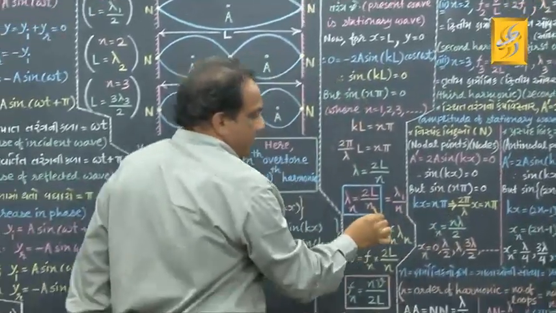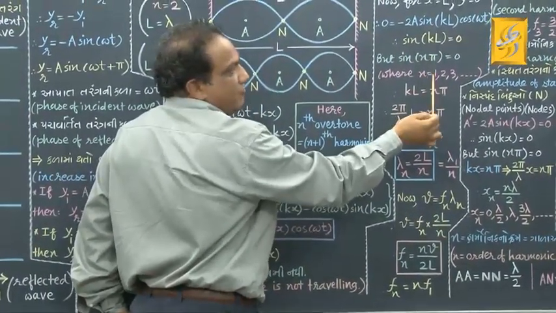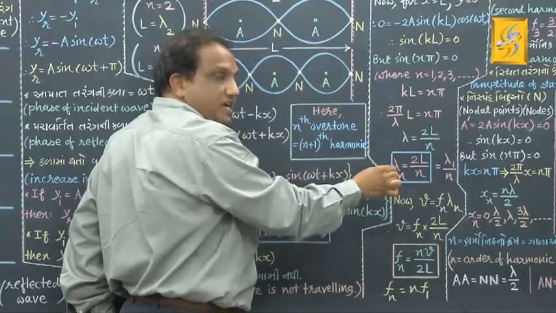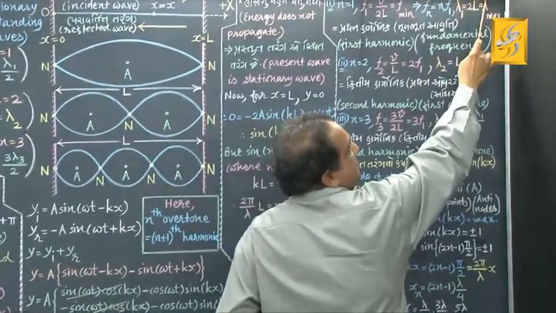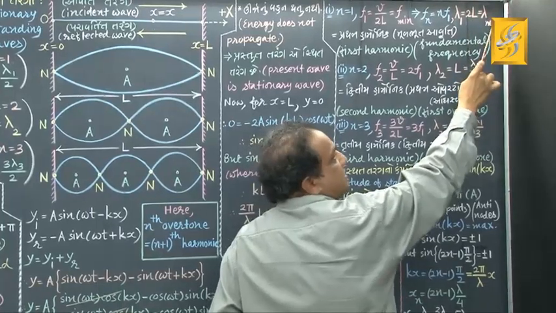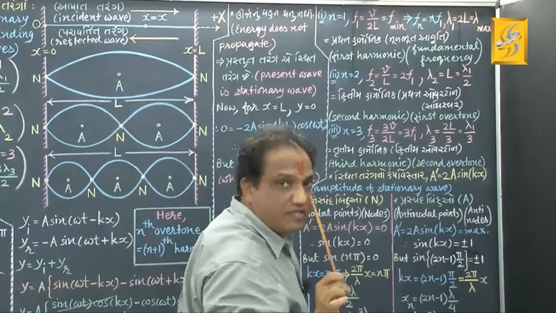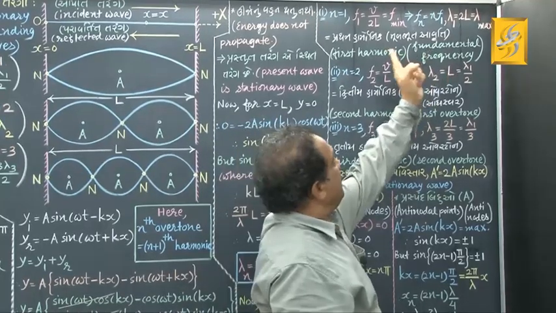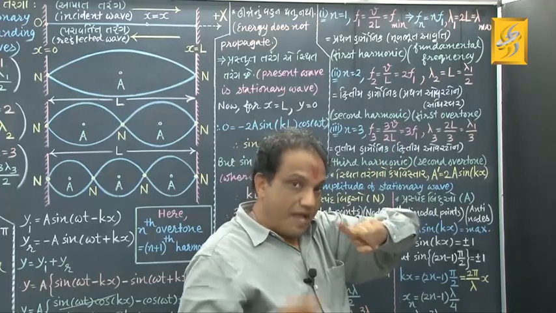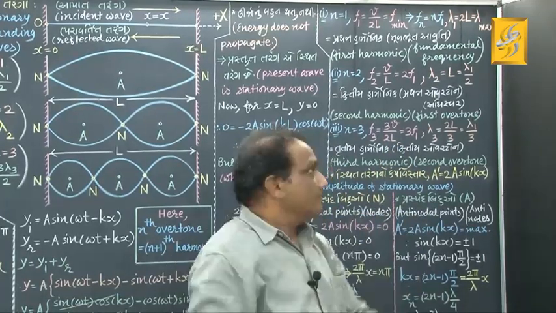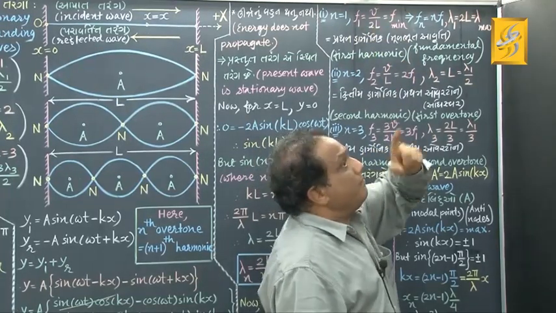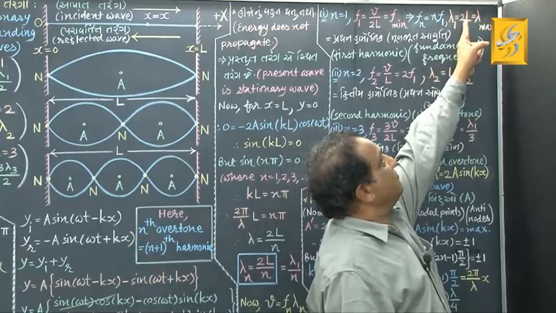Now here n appears in the denominator. When you take n as 1, that is minimum among these values. When n is minimum, naturally lambda would be maximum. That's why I am putting lambda maximum here. So this 2L value is the maximum value of wavelength. So what is the fundamental frequency or first harmonic? It is the minimum frequency, and at that time the wavelength is maximum. Minimum frequency is F1, which is V upon 2L, and maximum wavelength is lambda 1 equals 2L.